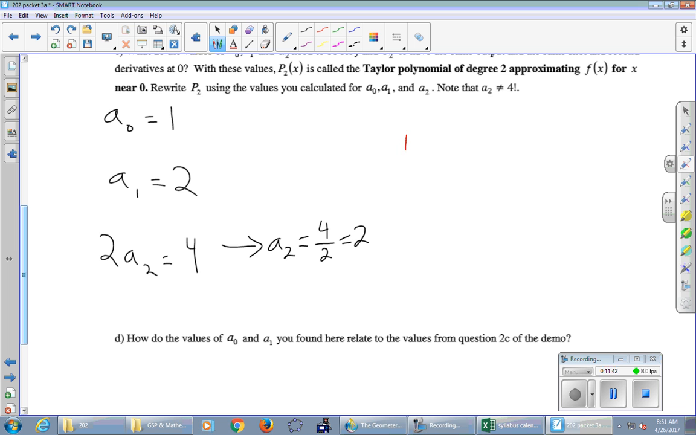And so that means we can now rewrite p2 of x. Remember, it was the thing all the way at the top. a0 plus a1x plus a2x squared. What does that become? The first thing becomes what number? 1. Plus, then it was supposed to be a1x, 2x, plus, then it was a2x squared. What is that? 2x squared. That's it.